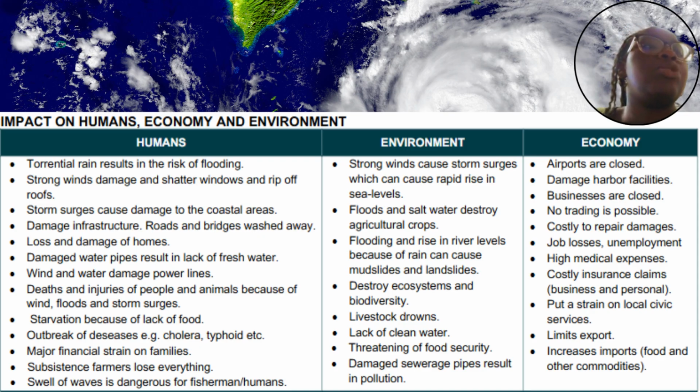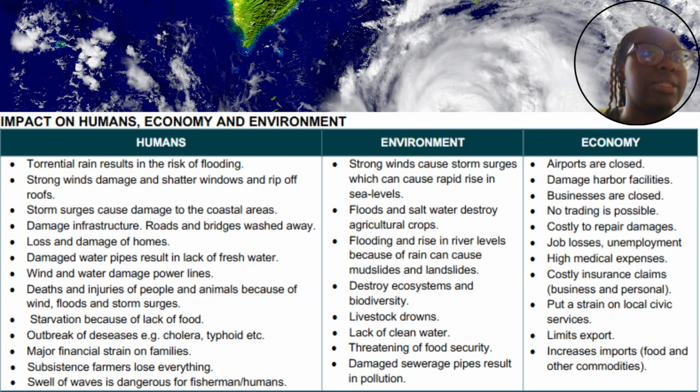The harbor facilities will be damaged, businesses are closed, trading is not possible. It's now costly to repair all of this, jobs are lost, unemployment, medical expenses are high, insurance is high, it puts a strain on local civic services, limits exports, increases imports because now we need more food and other commodities. So again, it's just a terrible financial strain on everyone. The environment suffers, humans suffer, our economy at large suffers.